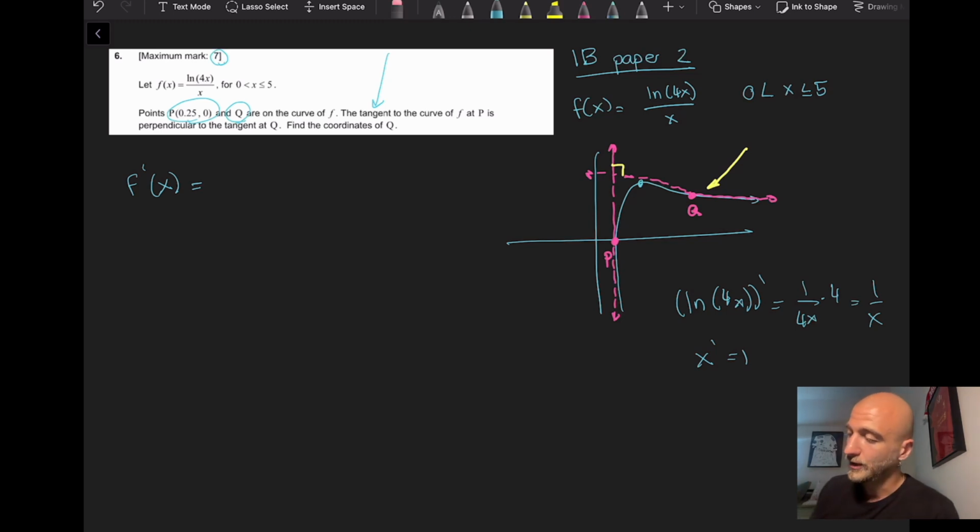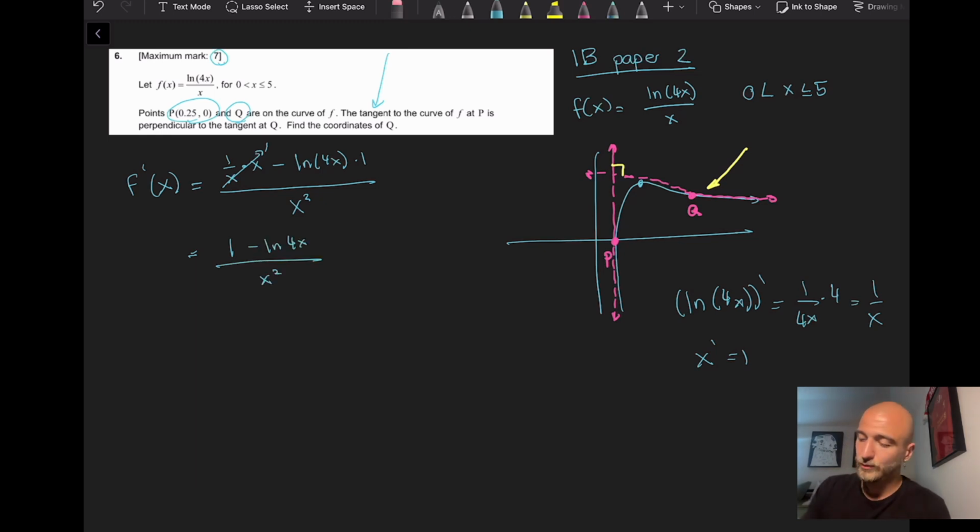So if we use the quotient rule, we take the derivative of the top term, 1 over x, times the second term, x, I'll do the canceling out later, minus the derivative of the second term times the first term. So we have ln of 4x times the derivative of x, which is just 1, all over the bottom term squared. Well, x times 1 over x is just 1. So I'm left with 1 minus ln of 4x, over x squared, is equal to the derivative of the function.